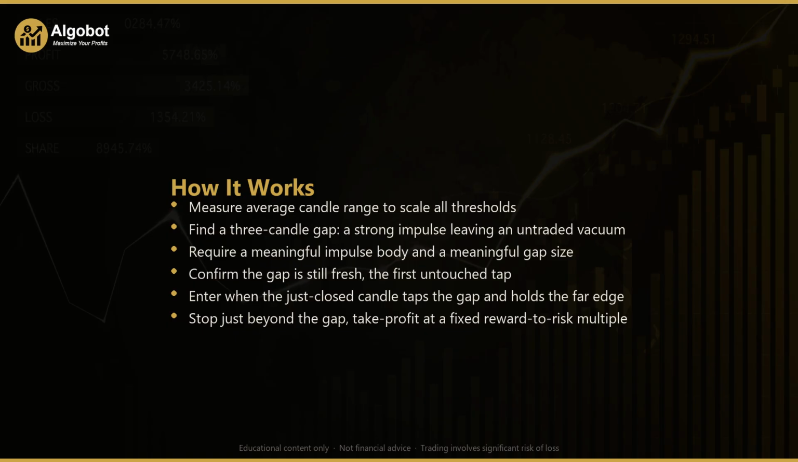It confirms the gap is fresh, waits for the just closed candle to rally into the gap and close back below the base, and then signals a short. Here the stop sits just above the gap, and the target is again a fixed multiple of the risk below the entry. Once a trade is open, the position simply runs to its stop or its target.